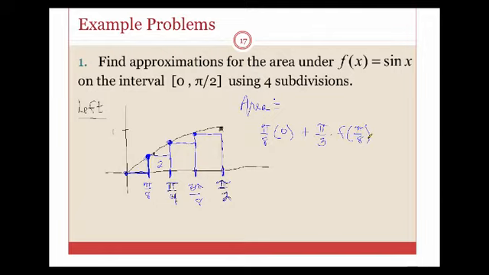This is where we can go ahead and do it on our calculator, just like we did the last one. Okay, here's the third rectangle. That's going to be pi over 8 wide. The height is given by the function value at pi over 4.